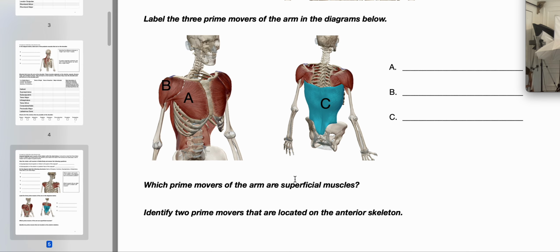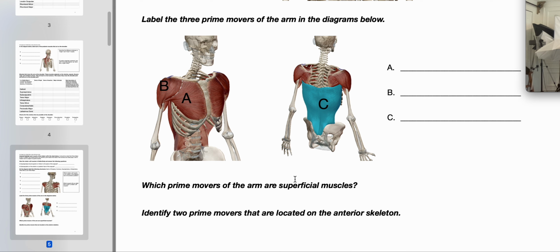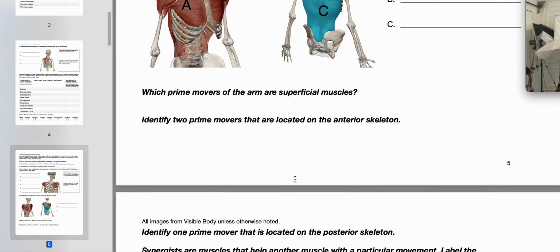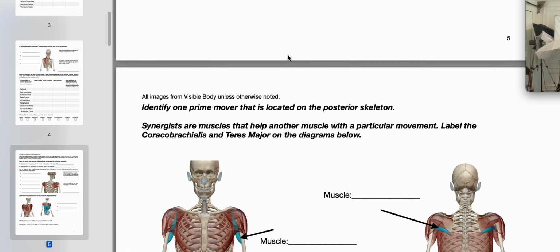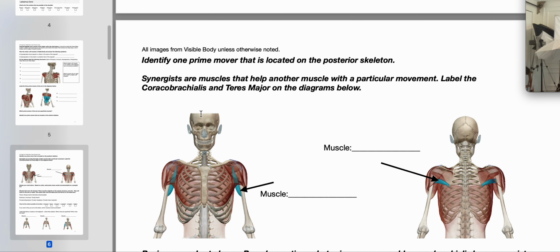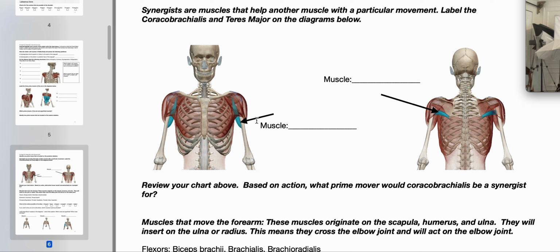Then you're going to be looking at the prime movers of the arm, and you'll identify them on diagrams, identify which ones are superficial, and also identify prime movers located in the anterior skeleton, and they're right here in this image, no tricks. This is walking you right through it to make it as easy as possible. Then we'll move to the back, and then we'll think about some synergists, muscles that help those muscles carry out a movement. Eventually we're going to talk about antagonists and agonists, so we have to know what synergists are to be able to understand them.